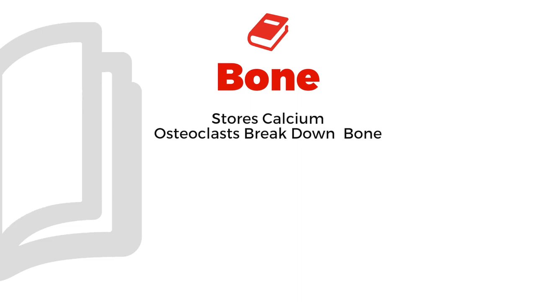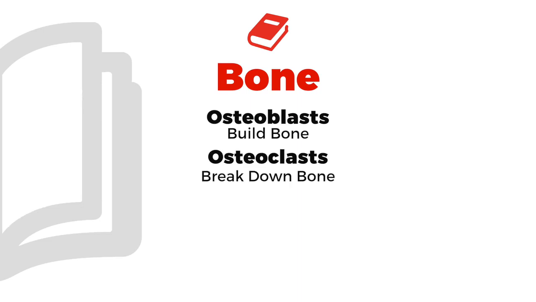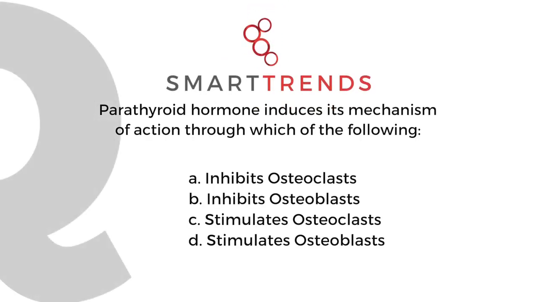So let's get down to osteoblasts and osteoclasts. You might remember osteoblasts build bone, whereas osteoclasts break down bone. So when you look at osteoclasts in your notes, it says large phagocytic cells responsible for breaking down and remodeling the matrix. So let's look at how they could get trickier on a test in terms of a test question.